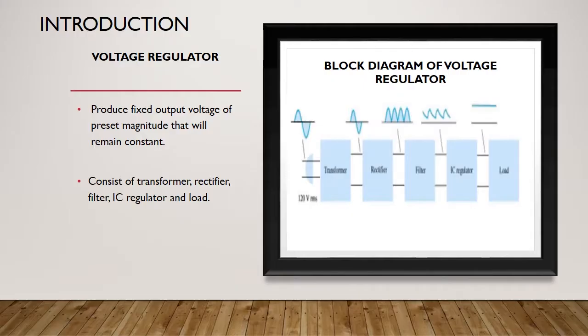First of all, a voltage regulator is a component that produces a fixed output voltage of preset magnitude that will remain constant even though the input voltage or load condition changes. Typically, a basic power regulator will consist of a transformer, rectifier, filter, IC regulator, and load. Each of the components is essential to make sure that the circuit works properly. As we can see in the figure in the slideshow, those are the components required in a voltage regulator.